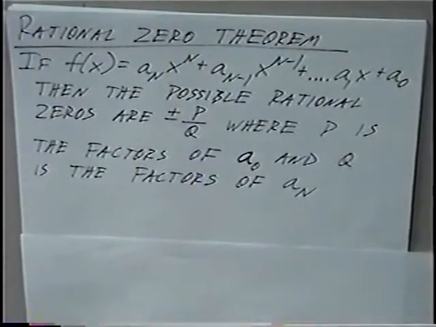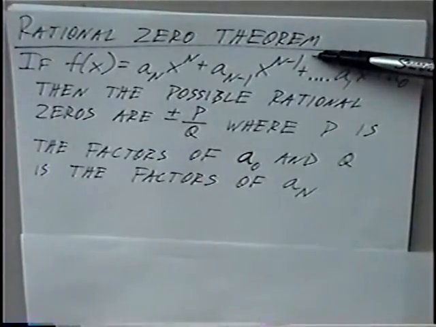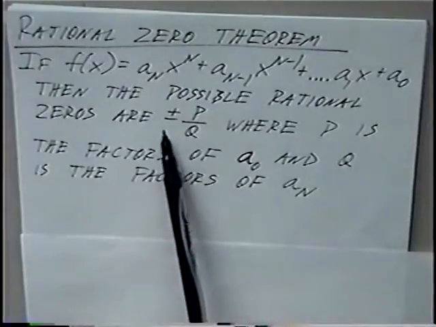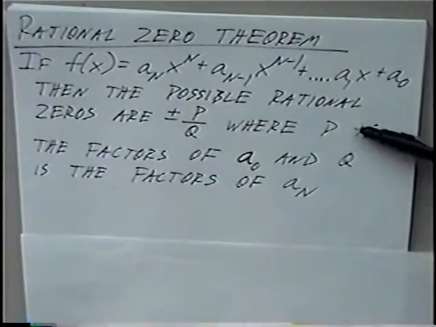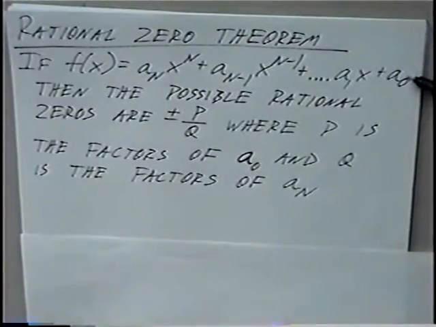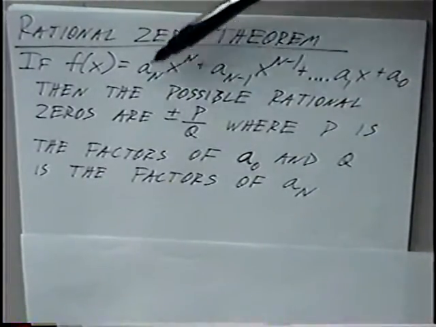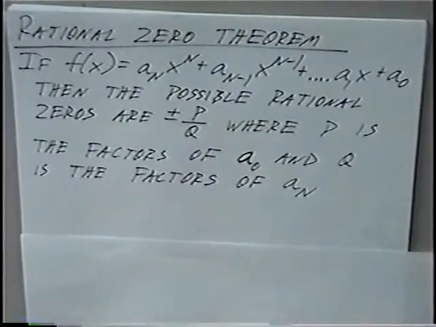Rational zero theorem. If f of x equals a sub n times x to the n plus a sub n minus 1 times x to the exponent of n minus 1 plus the rest of the terms all the way down to a sub 1 times x plus the constant a sub 0, then the possible rational zeros for the function will be the fraction plus or minus p over q, where p is the factors of the last number, a sub 0, and q is the factors of a sub n, which is the leading coefficient in front of the highest exponent.